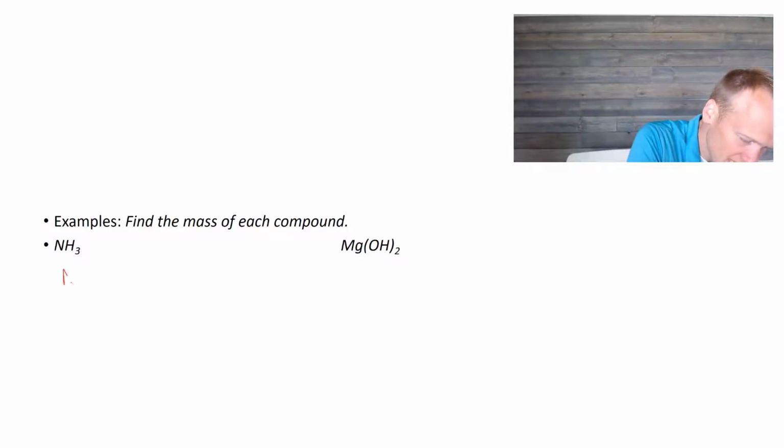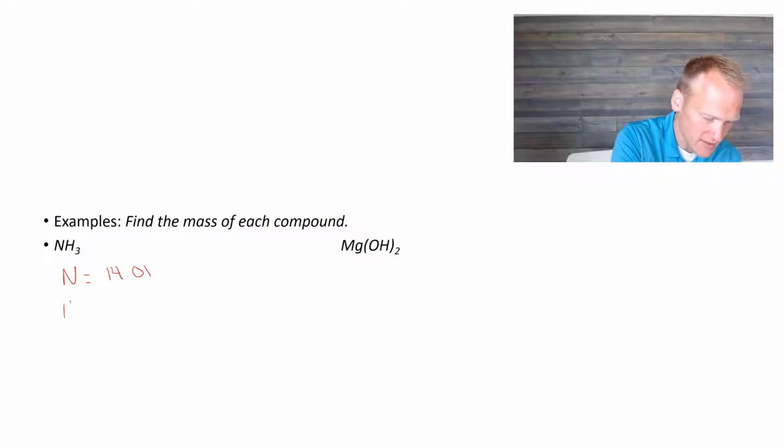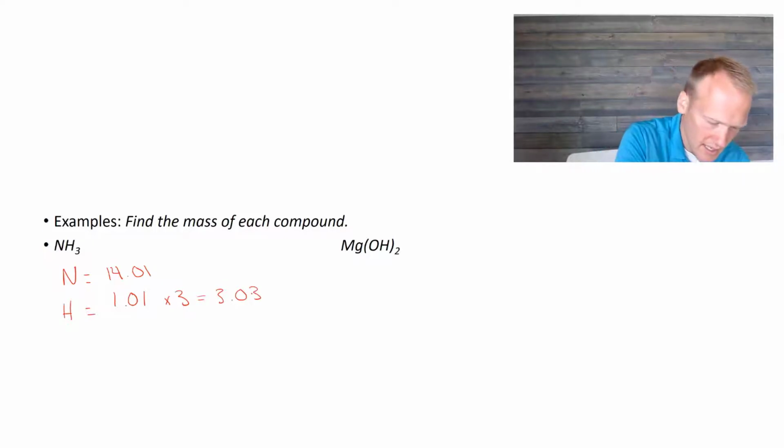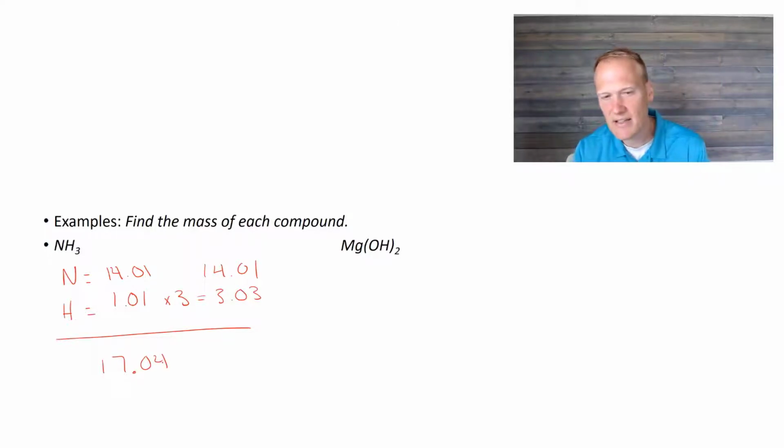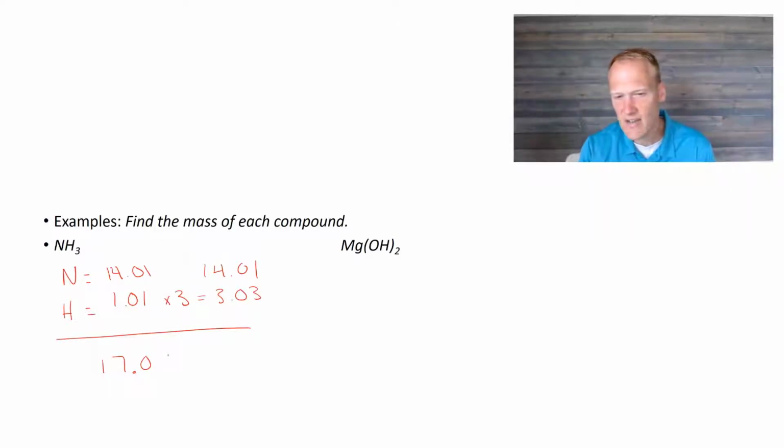If we look on the periodic table, we would see that nitrogen has a mass of 14.01. We'd also see that hydrogen has a mass of 1.01. And there are 3 of them in this molecule, so we would multiply by 3. So all of my hydrogen would be 3.03, and then we'd add that to 14.01, and we would get a mass of 17.04. Typically speaking, we're only going to keep 3 sig figs here, so this would be 17.0.